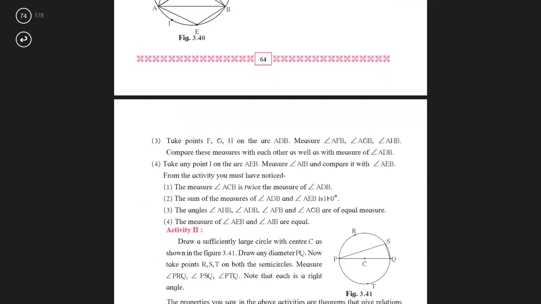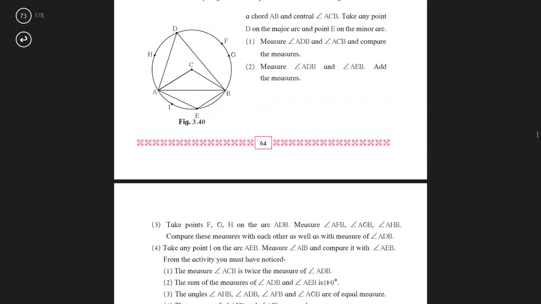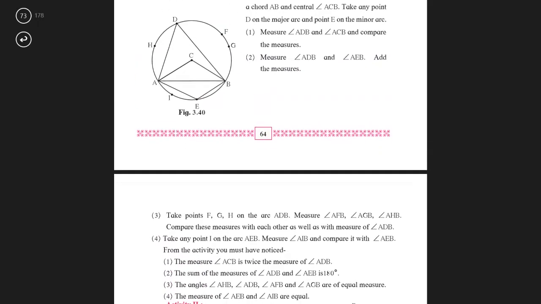Now, what you will notice from the activity is, if you do this activity, you will find that the measure of angle ACB is twice the measure of angle ADB. So the measure of the central angle you will find is twice the measure of the angle which is inscribed at any other point on the circle. Measure of angle ACB is twice the measure of angle ADB.